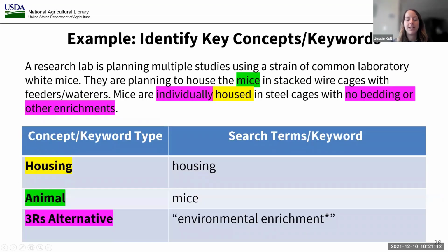So the first thing we want to do is identify the different topic areas within the question to then form those different parenthetic statements or concept groups that will create our full search string. For this search and the question that we want to address, we want to make sure we have a concept on housing terms, animal keywords like mice, and then 3 R's alternatives terms that are related to their housing or environment, such as maybe environmental enrichment. We don't necessarily just want to use the term refinement or the 3 R's.